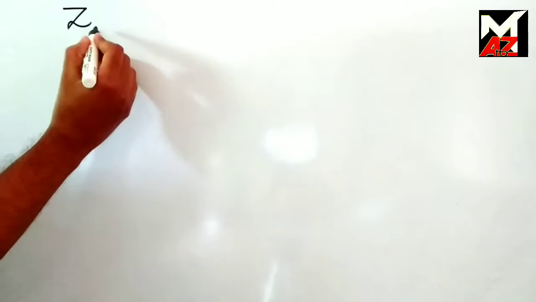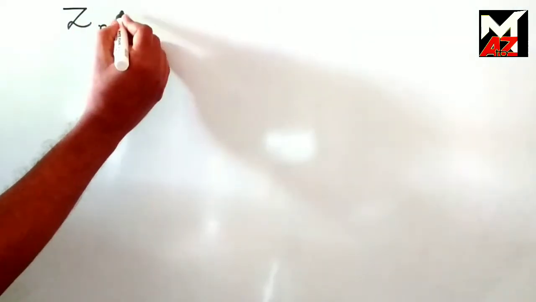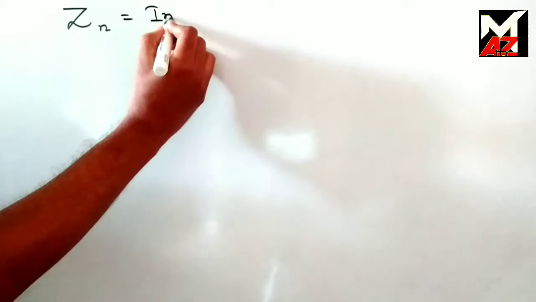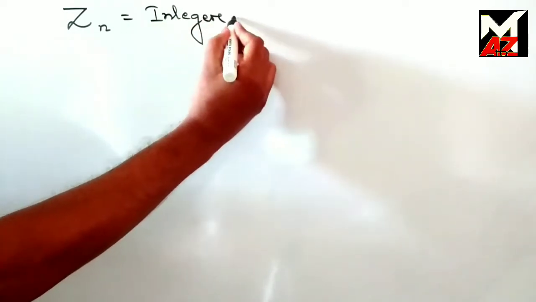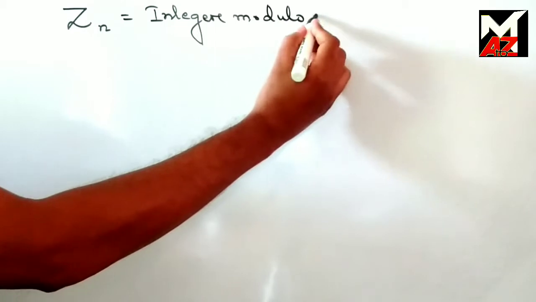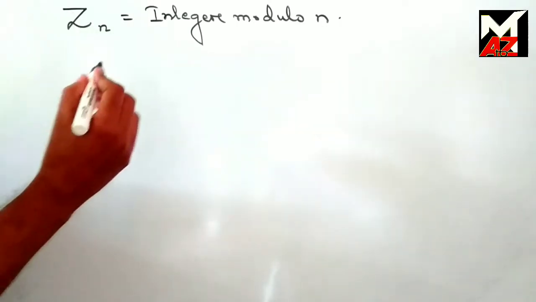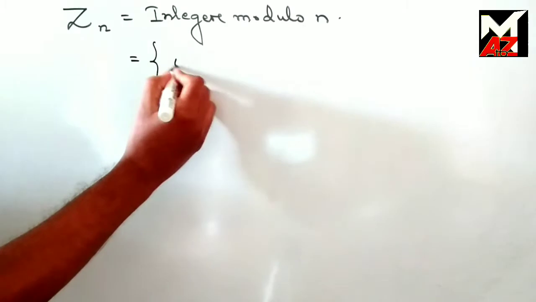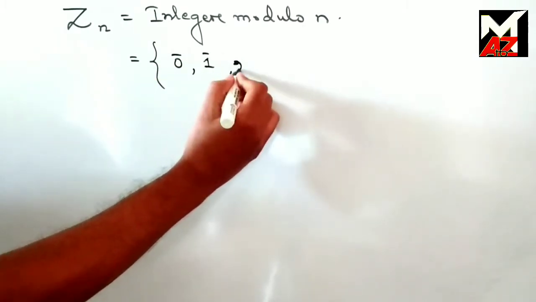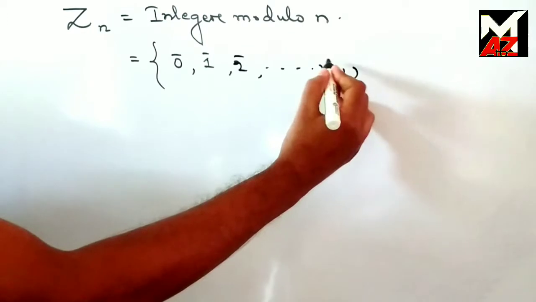Today we discuss all about the set Zn. And what is Zn? This set is called integers modulo n. Okay, and this set contains n elements which are 0 class, 1 class, 2 class, up to n minus 1 class.